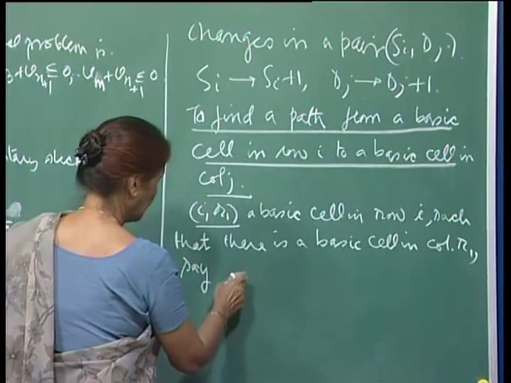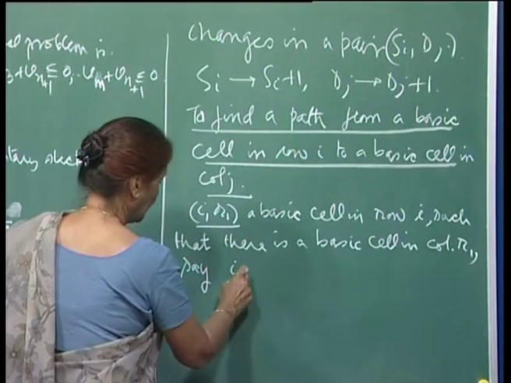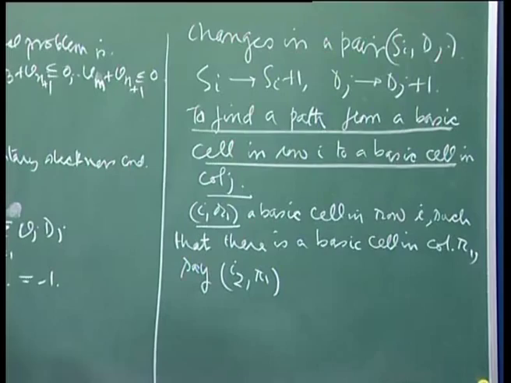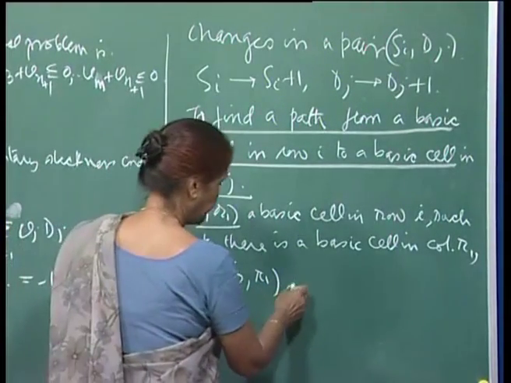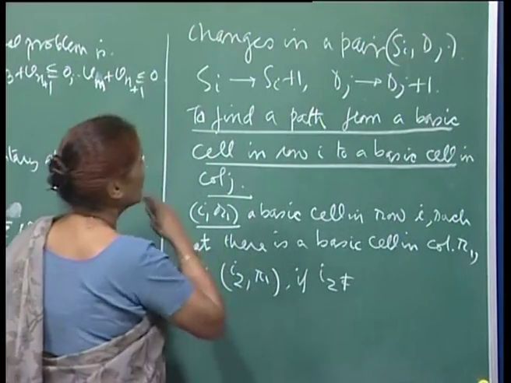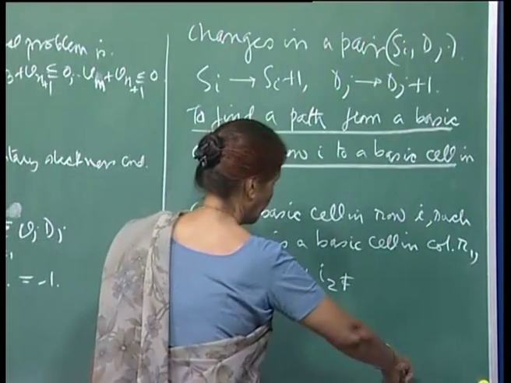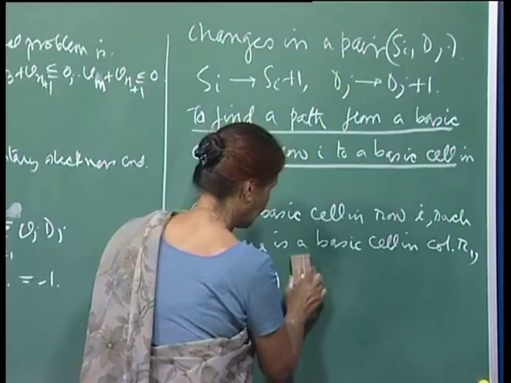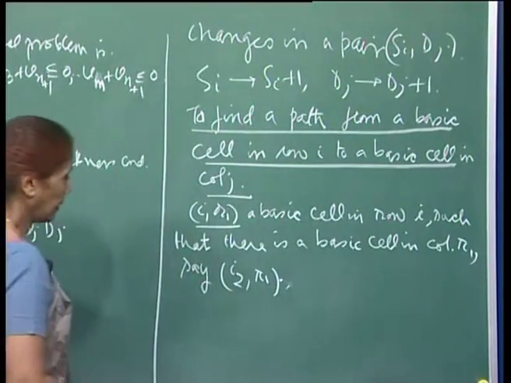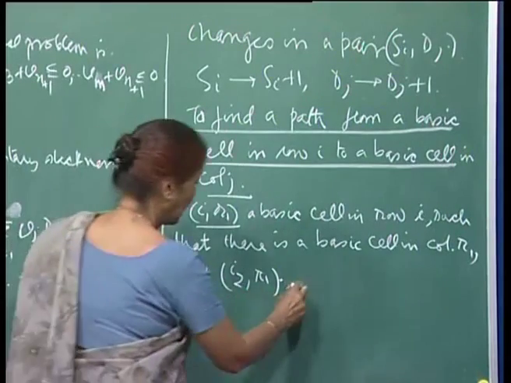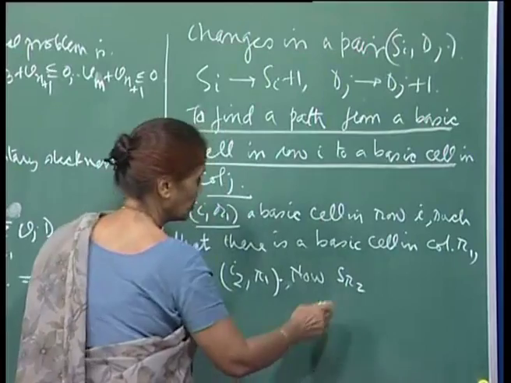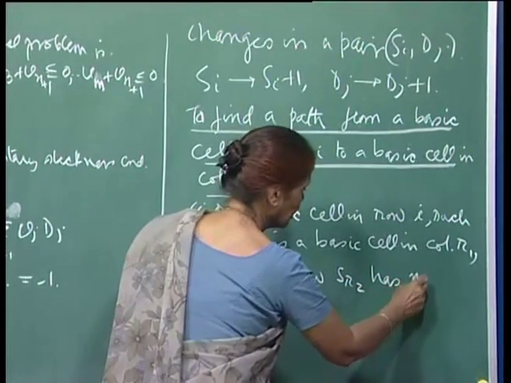So there is a basic cell in column R1, something like (i2, R1). Now, if i2 is not equal to i, I do not have to worry about that. Now, S_R2 has not changed.